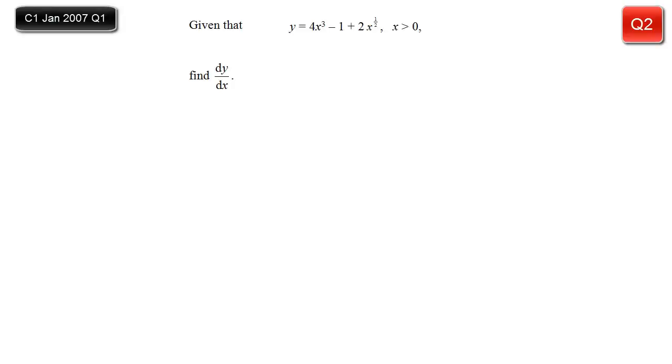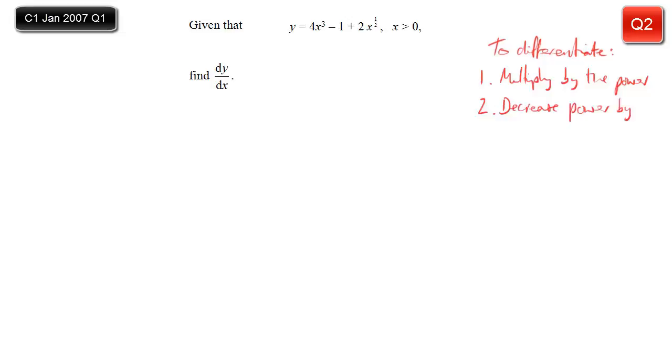Okay, we're given a function of x, y equals 4x cubed minus 1 plus 2x to the power 1/2, and we're asked to differentiate it. So, remember the rules for powers of x. You multiply by the power, and then you decrease the power by 1. So let's have a go.